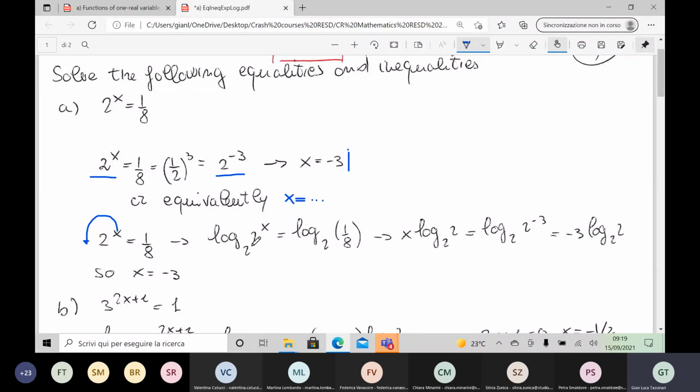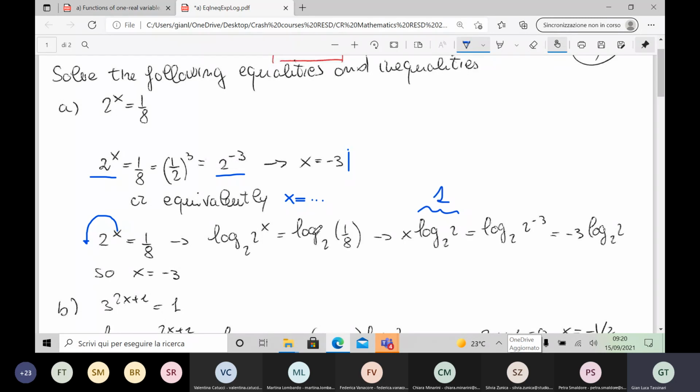On the contrary, if you take the logarithm with the same basis as the basis of the exponential, then you don't only make x fall down, but you have then x times logarithm with basis 2 of 2. And we saw yesterday that logarithm with basis a of a is always equal to 1. So we have x times 1, which is x.